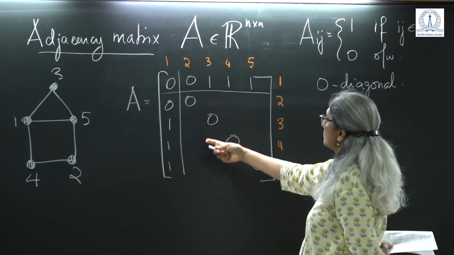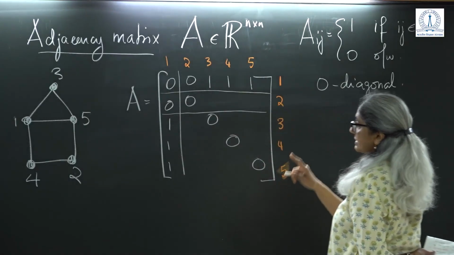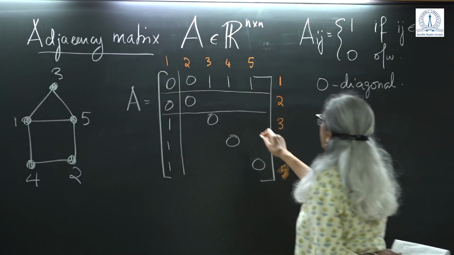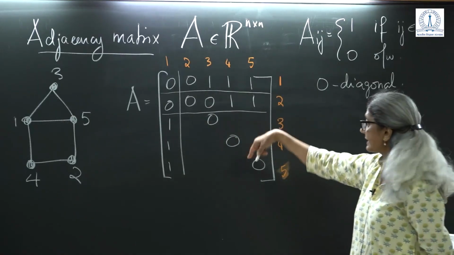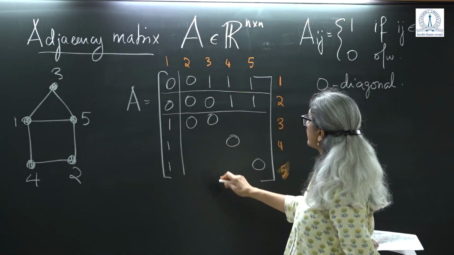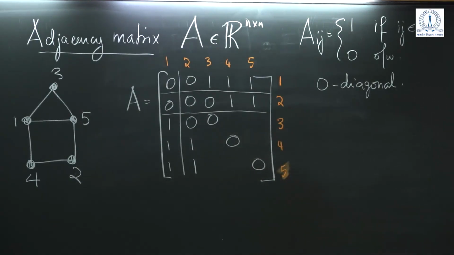So for example, let's do maybe one more row, maybe the second row. So the second row is 2 is connected to 5 and 4, but not to 3. And then again, it's symmetric. So this will be 0, 1, and 1, okay? So this is the adjacency matrix of the graph.